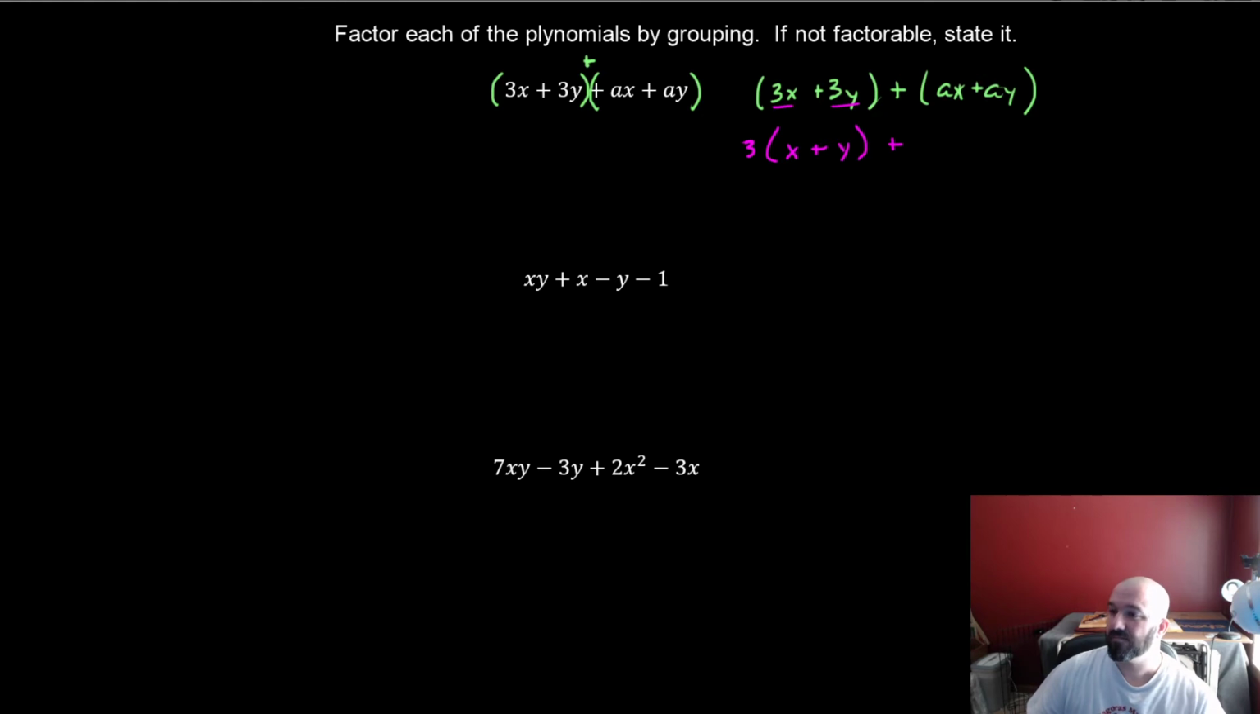Plus, I have ax and ay. I have a in common with both, so I can pull an a out, and then I have x plus y. Because, again, a divided by a is just going to leave me with x. a divided by a will leave me just y.